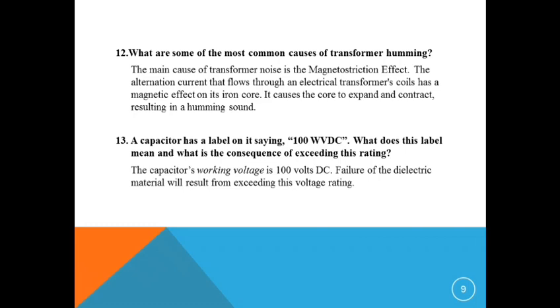Next question: a capacitor has a label on it saying 100 WVDC. What does this label mean and what is the consequence of exceeding this rating? The capacitor's working voltage is 100 volts DC. Failure of the dielectric material will result from exceeding this voltage rating.